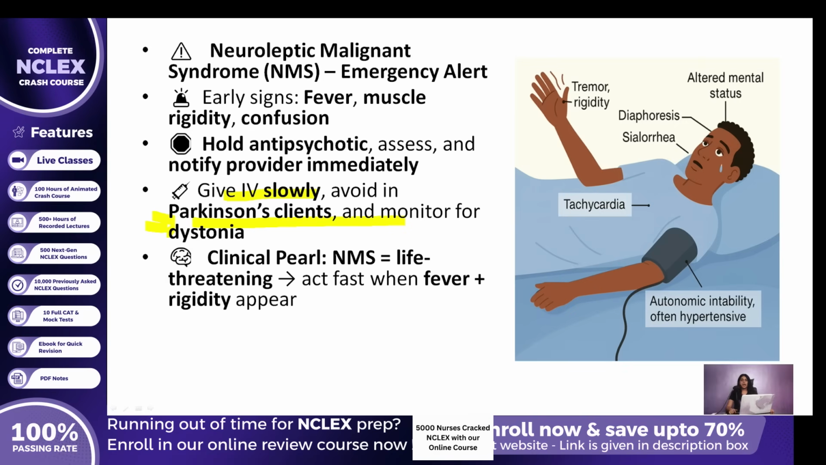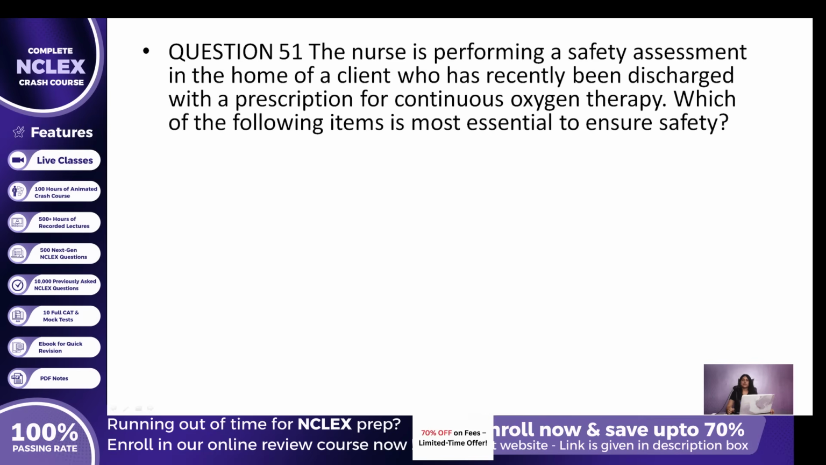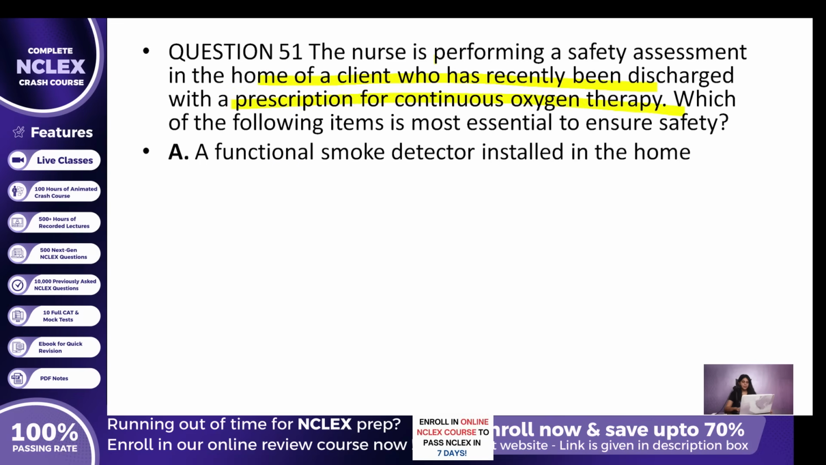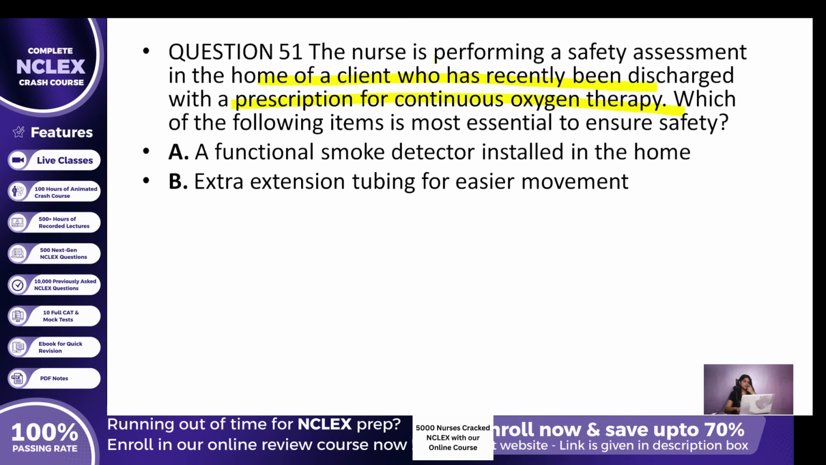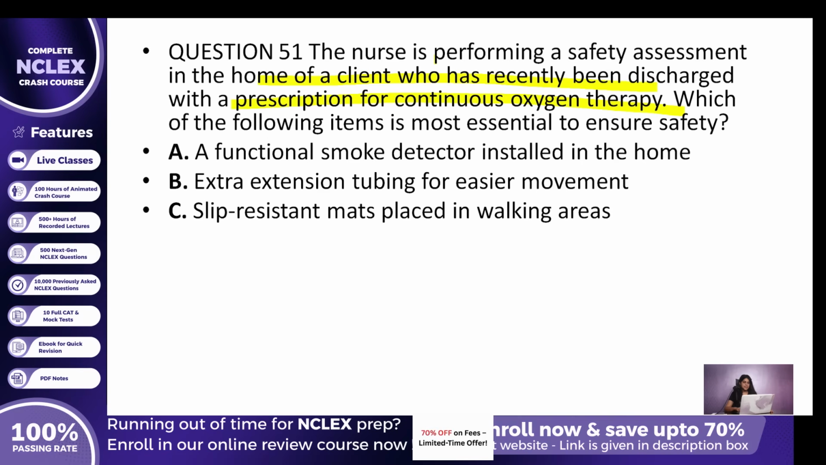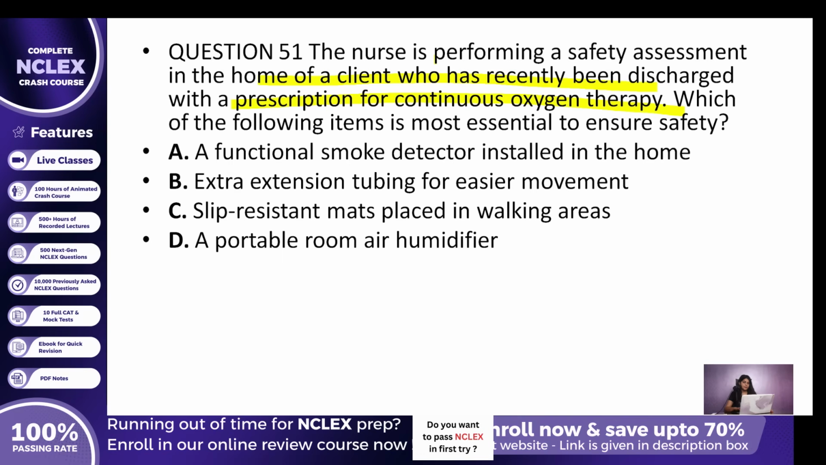Let us now review a high-priority home safety concern for clients on oxygen therapy. Question 51. The nurse is conducting a home assessment for a recently discharged client receiving continuous oxygen. The options are Option A, a functional smoke detector installed in the home. Option B, extra extension tubing for easier movement. Option C, slip-resistant mats placed in walking areas. And Option D, a portable room air humidifier.